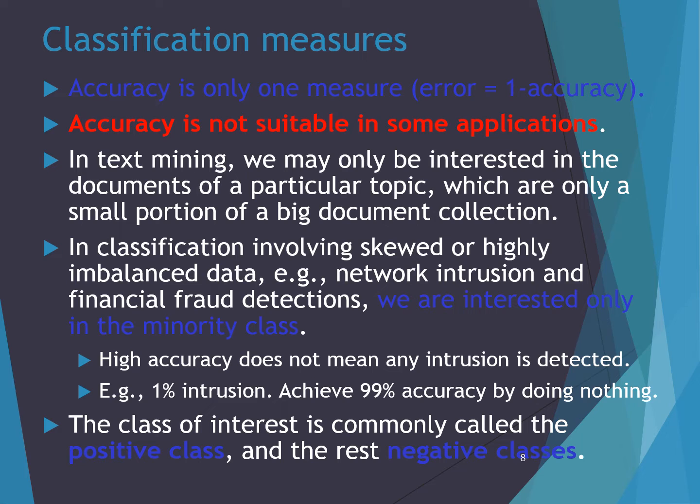Next, classification measures. There are some classification measures used to evaluate the accuracy of supervised learning algorithms. In text mining, we may only be interested in documents on a particular topic, which are only a small portion of the big document collection. So using the class of interest, we can use it in classification measures. This class of interest is mainly the positive class, and the rest is defined as the negative class.